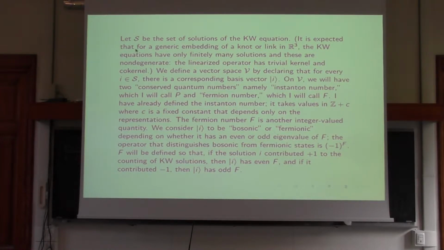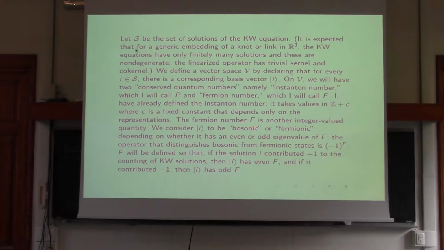Then we define two operators acting on curly V. Physicists would call them conserved quantum numbers. One of them is the instanton number, which I'll call P, and then there will be fermion number, which I'll call F. I've already defined the instanton number. It takes values in Z plus C, where C is a fixed constant that only depends on the representations. So all these basis vectors have the same C, but different integers.